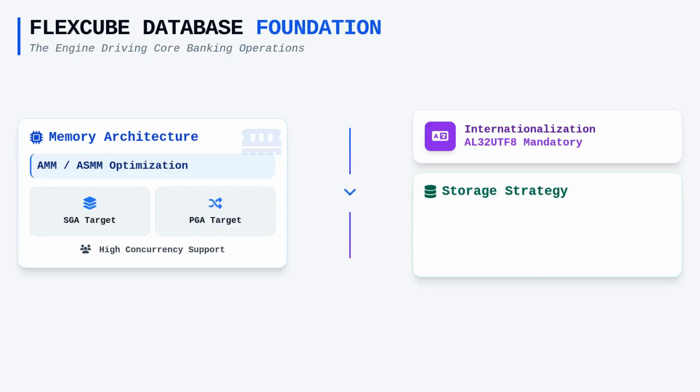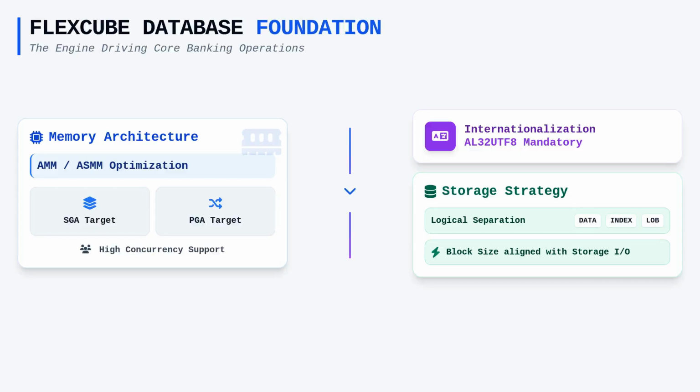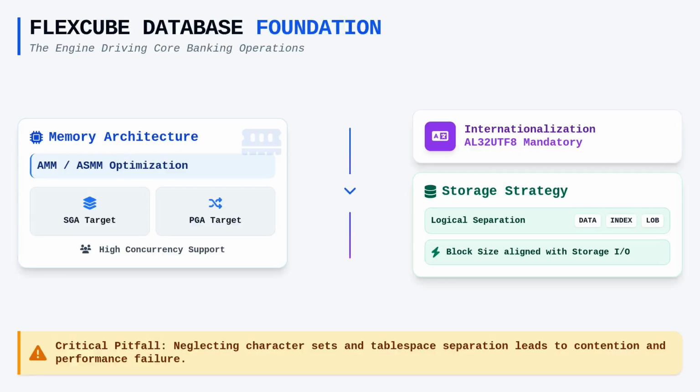Additionally, the creation of appropriate tablespaces is critical, as you must logically separate core FLEXCUBE data, indexes, and LOB segments to prevent contention and facilitate performance tuning. Always remember that the database must be configured with a block size that aligns with the specific storage I/O requirements of the high transaction environment.